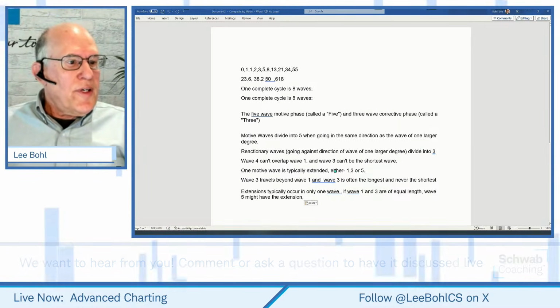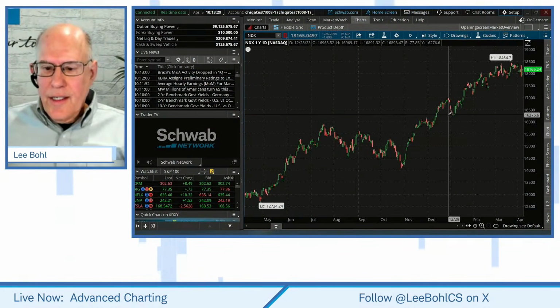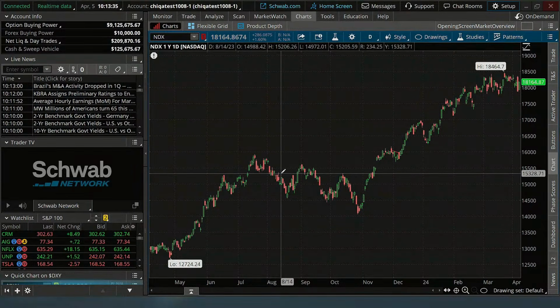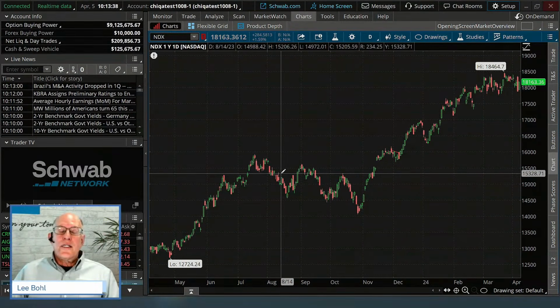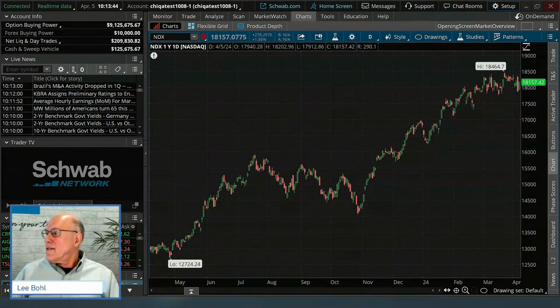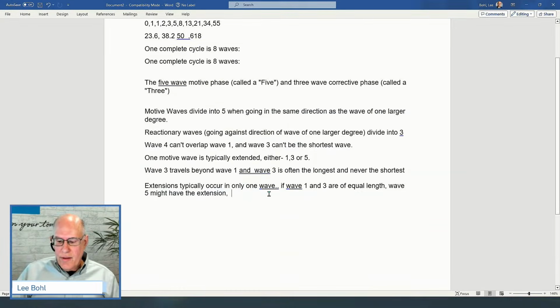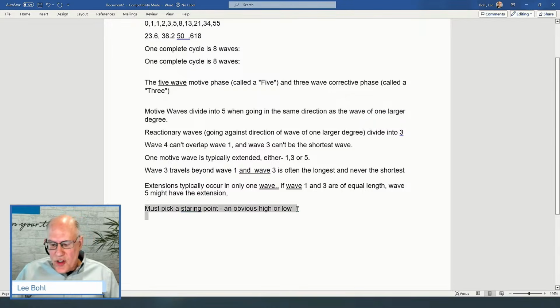All right. With that said, let's go over to the platform here. And this is the NDX. I'm just going to show you how some people might start a wave count, but then we are going to look at the SPX in the grand cycle of what's going on. What we need to know also is, I'm going to go back to my Word document and we're going to add the last feature. Once you start doing a wave count, you must pick an obvious starting point, and it should be obvious.